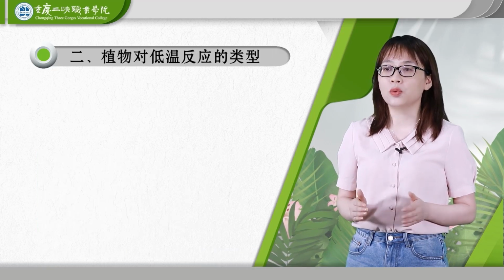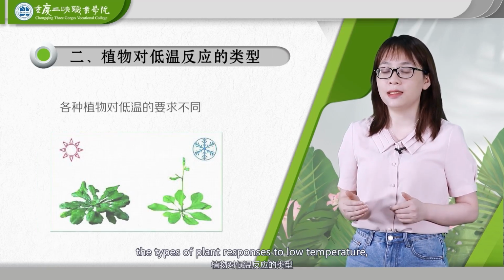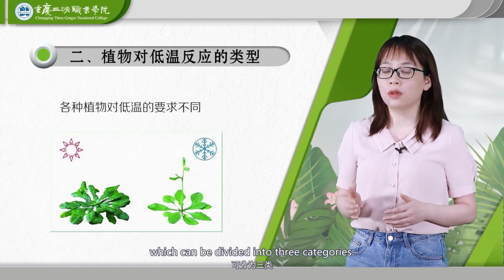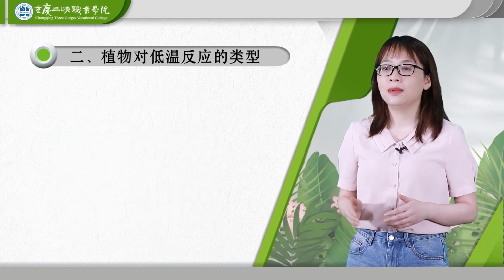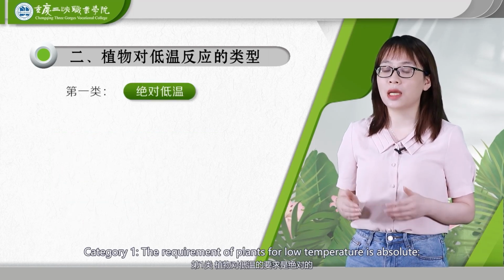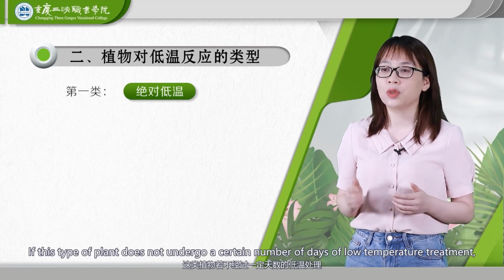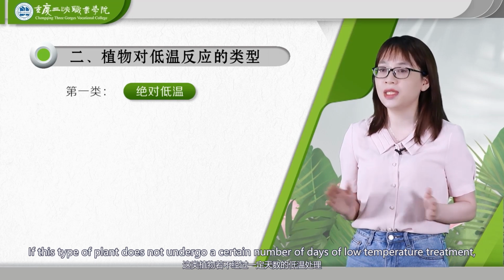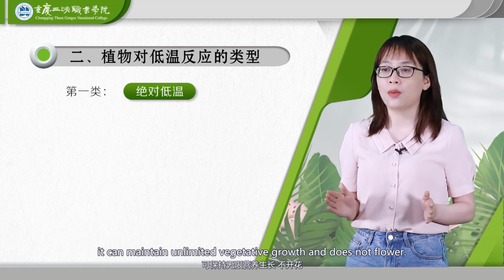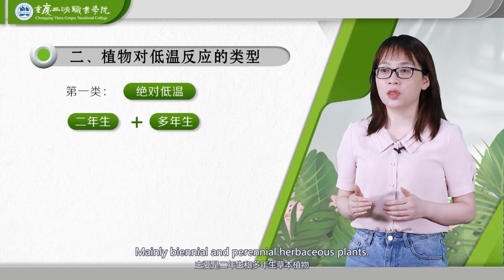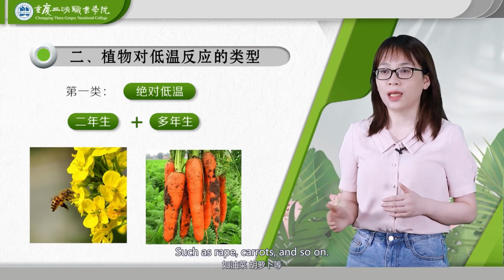The second content: the types of plant responses to low temperature. Various plants have different requirements for low temperature, which can be divided into 3 categories. Category 1. The requirement of plants for low temperature is absolute. If this type of plant does not undergo a certain number of days of low temperature treatment, it can maintain unlimited vegetative growth and does not flower. Mainly biennial and perennial herbaceous plants, such as rape, carrots, and so on.